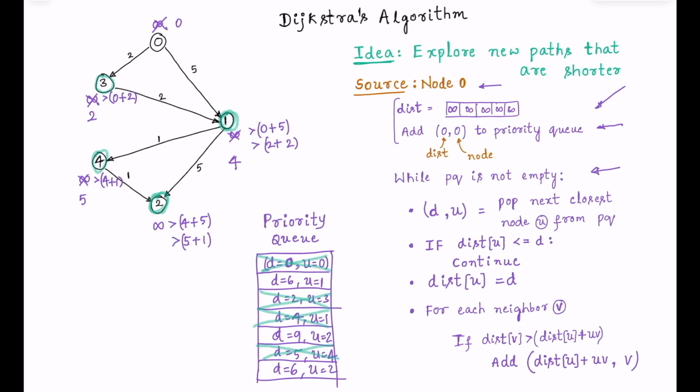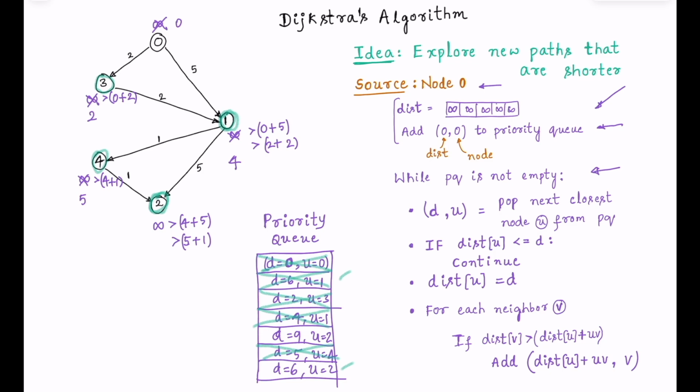We pop the closest node again from the priority queue. There are 2 nodes at distance 6. We pop any one of them. Let's say we pop node 1. We see that the distance to node 1 is 4, which is already shorter than the distance 6. So we do not explore this node now. So we do not check its neighbors.